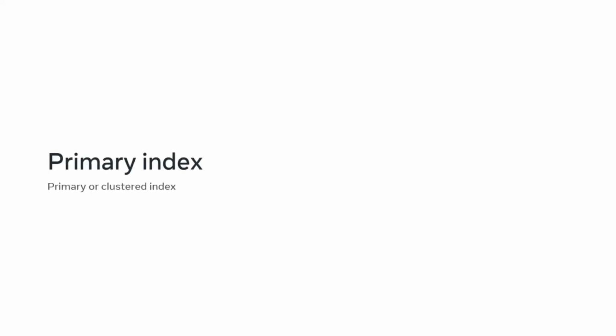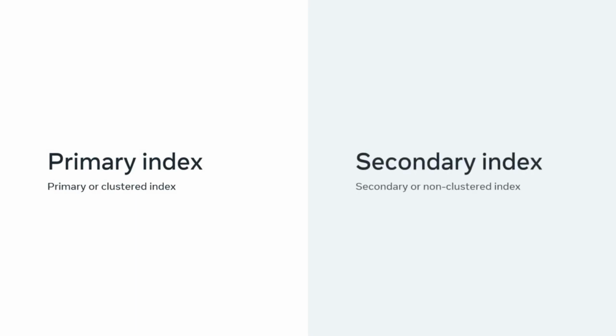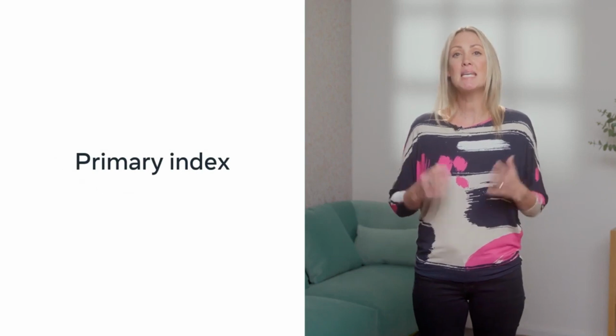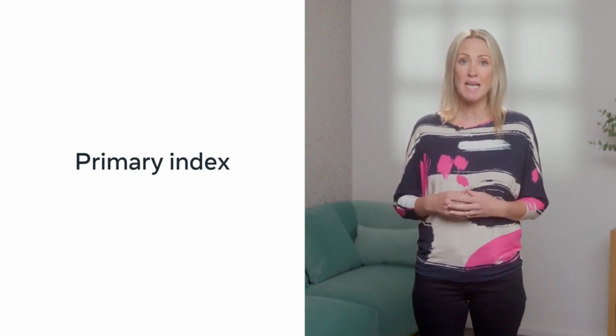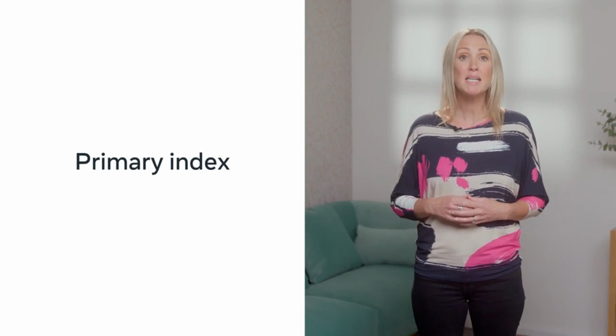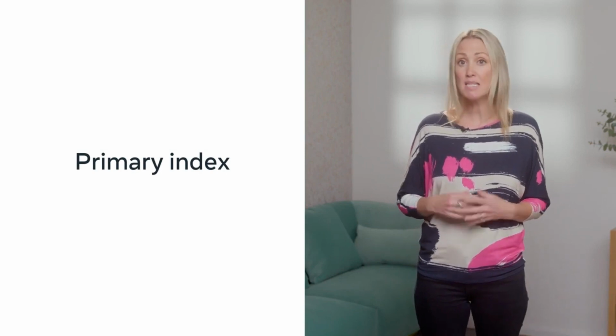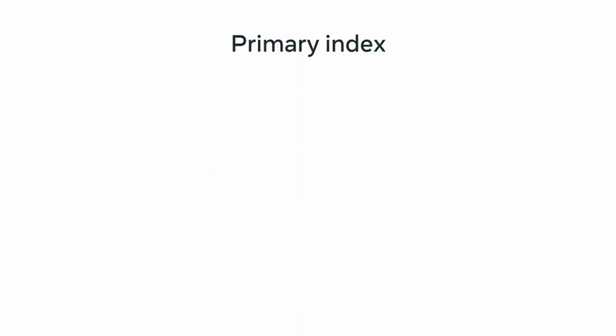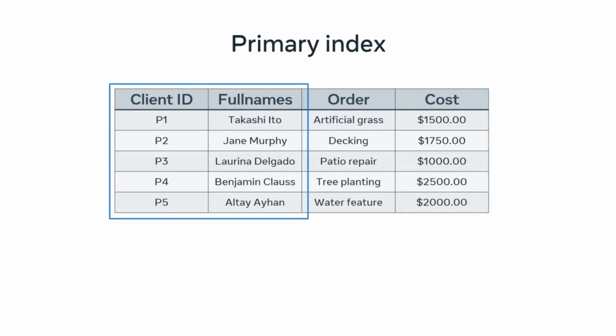There are two types of indexes used in a MySQL database. The first is a primary index, also called a clustered index. The second is a secondary or non-clustered index. A primary index is an index that is stored within the table itself. It's generated automatically once you create a table that contains a primary or unique key. The index enforces the order of rows in the table within the table itself.